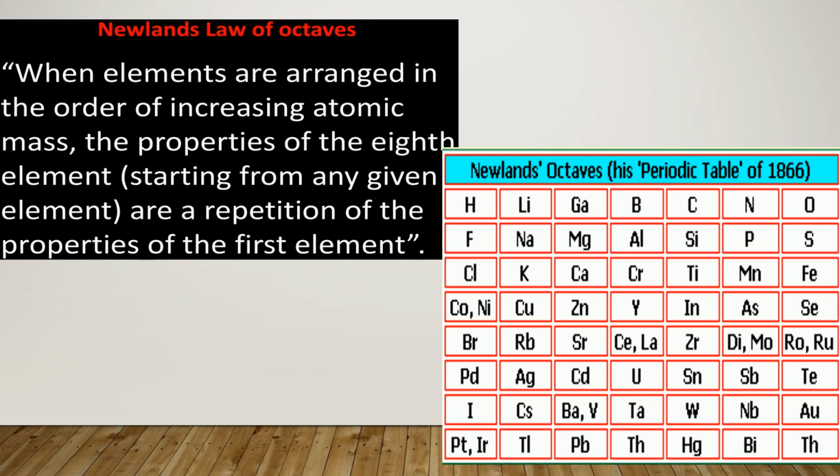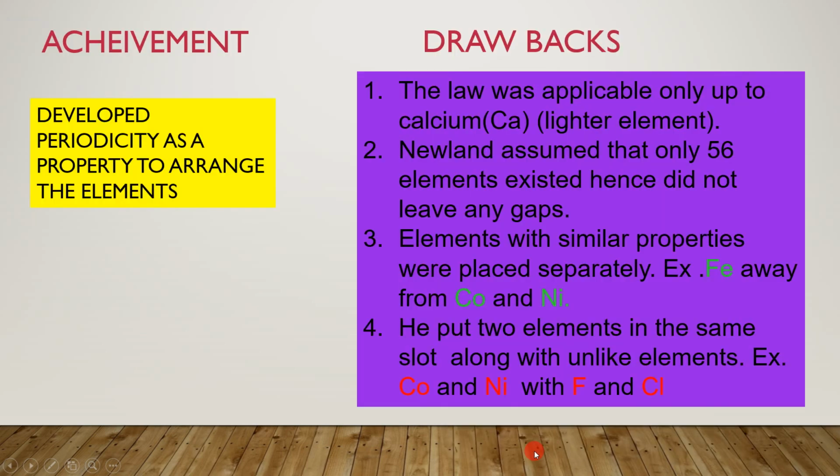Then the fourth drawback, that is, in order to satisfy his law of octaves, he placed more than one element in the same slot. So if you see here, cobalt and nickel are kept together. Similarly, cesium and lanthanum are also kept together. Similarly, platinum and iridium. So these were his drawbacks. This is what we have discussed just now, children: the achievements, and these were the drawbacks.